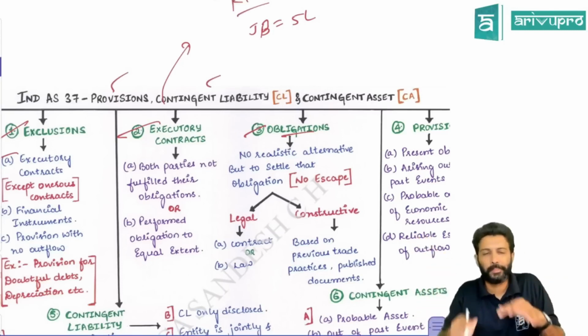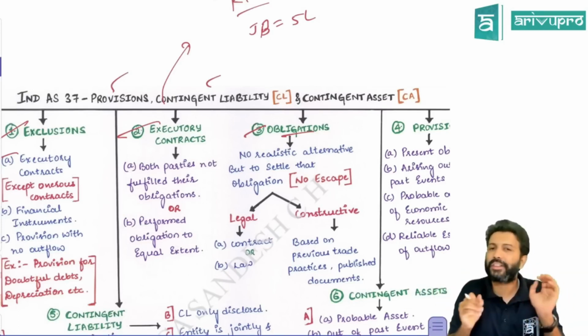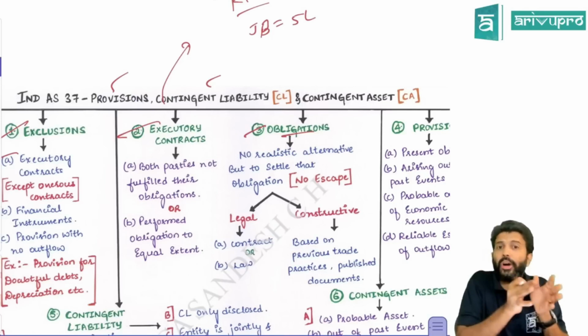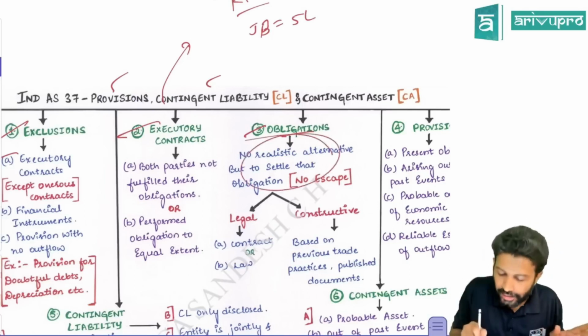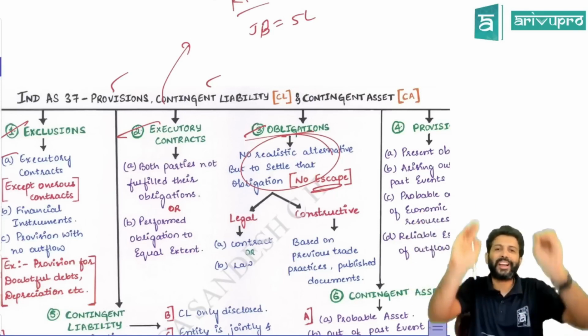So what is this obligation? They have not defined obligation, but they have defined obligating event. An obligating event is that event where the entity has no realistic alternative but to settle the obligation. Or in layman terms, we can simply call it no escape. If the company has a no escape scenario, we say the company has an obligation.